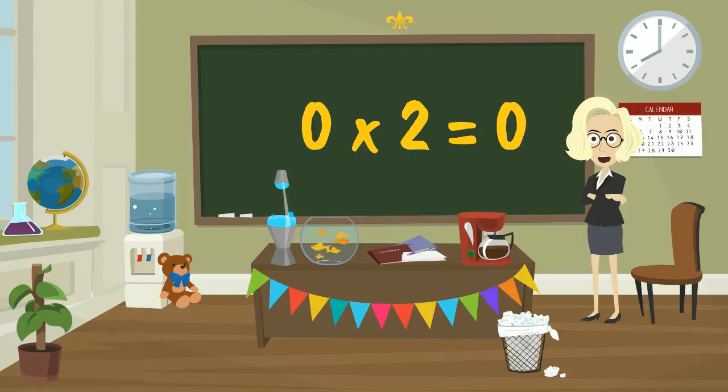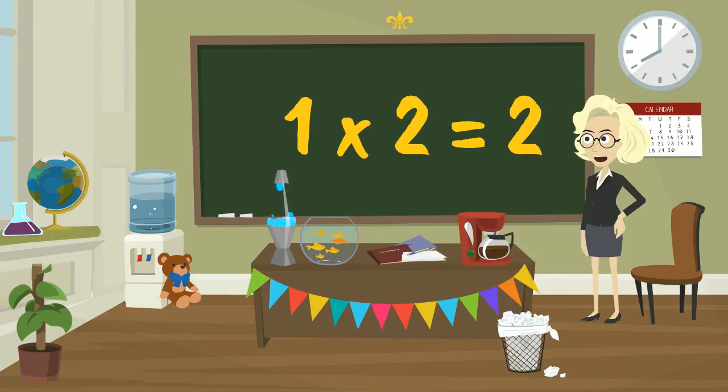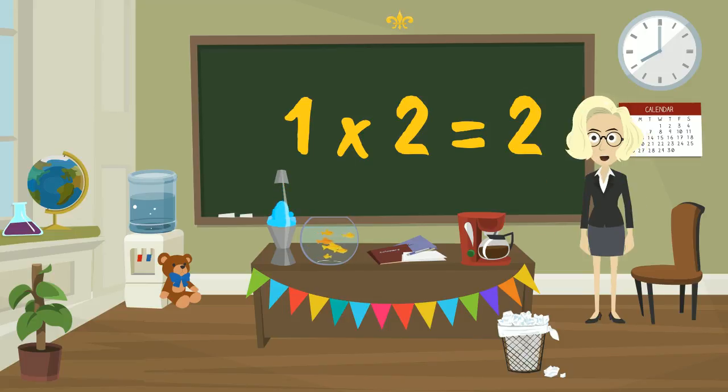Last week Emmanuel reminded us that 0 times anything will always equal 0. So 0 times 2 equals 0. 1 times 2 equals 2. As Emmanuel reminded us last week, anything times 1 will always equal itself.